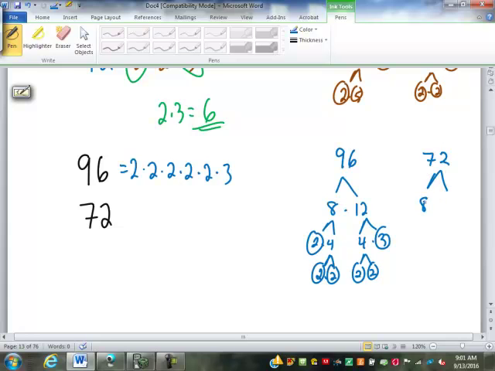72, let's do 8 times 9. 8 is 2 times 4. 4 is 2 times 2. 9 will be 3 times 3. So 72 is 2 times 2 times 2 times 3 times 3.